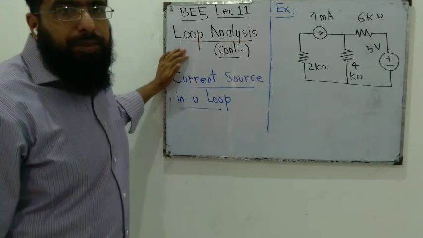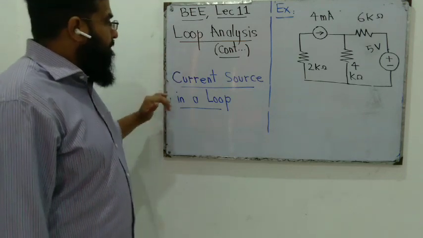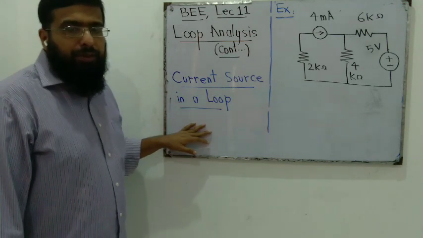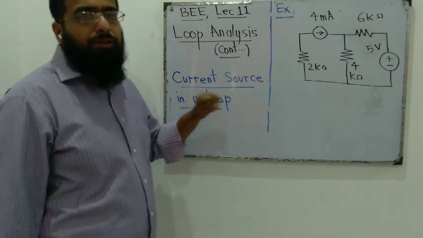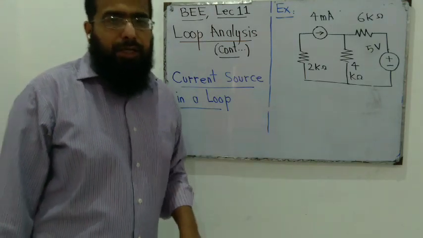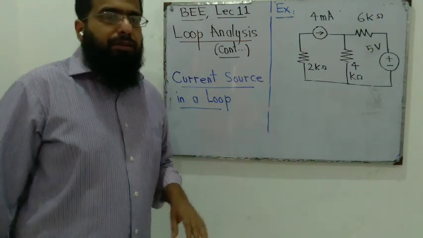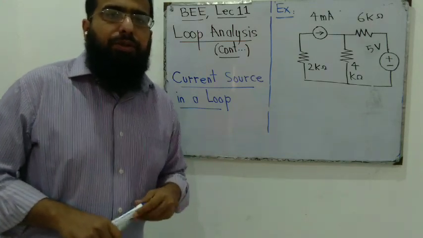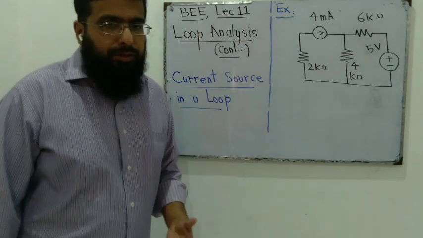We are studying loop analysis, and today we'll solve a problem where we have a current source in a loop. This is a special situation. If we have a current source in a loop, we don't write a KVL equation for that loop. We just assume the current of that loop to be equal to that of the current source.